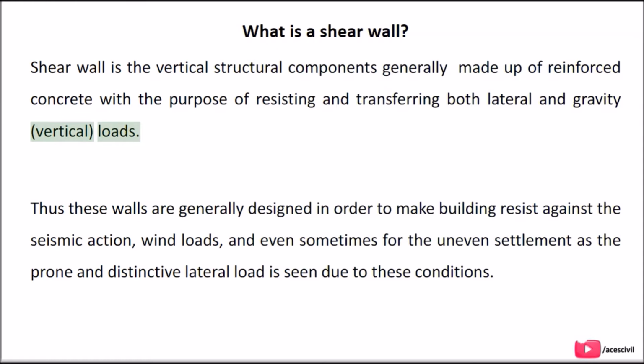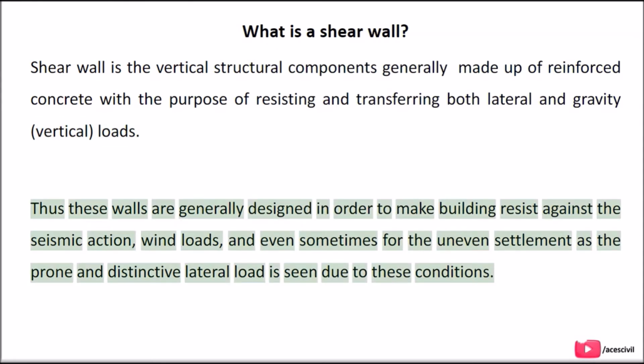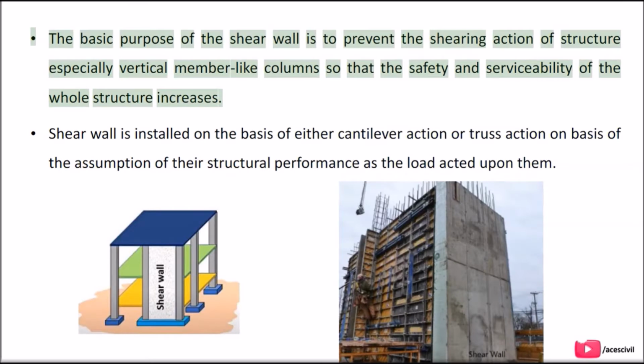vertical loads. Thus these walls are generally designed to make buildings resist seismic action, wind loads, and even sometimes uneven settlement, as a prominent and distinctive lateral load is seen due to these conditions. The basic purpose of the shear wall is to prevent the shearing action of the structure, especially in vertical members like columns, so that the safety and serviceability of the whole structure increases.